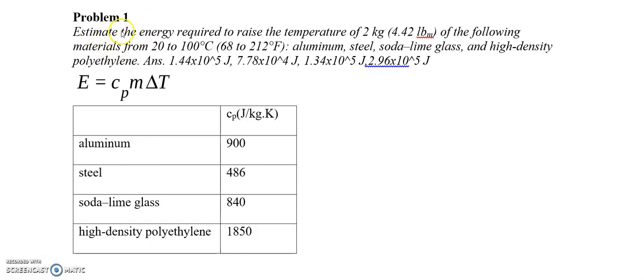Problem 1. Estimate the energy required to raise the temperature of 2 kg of the following materials from 20 to 100 degrees centigrade: aluminium, steel, soda lime glass, and high density polyethylene. So we know this data we have been given over here. This is the data for the specific heat.